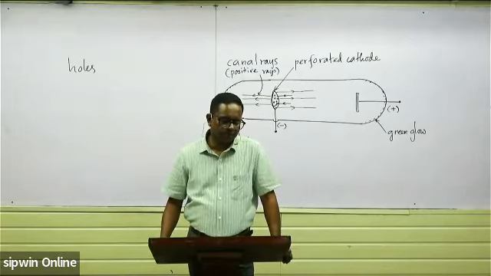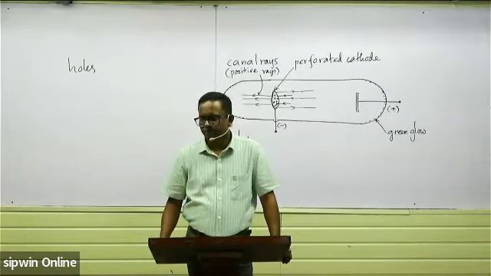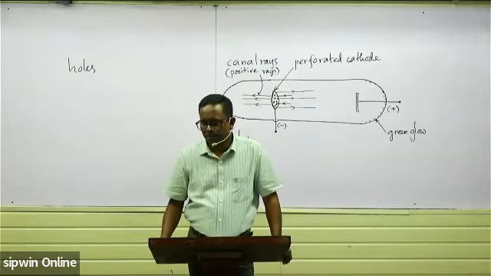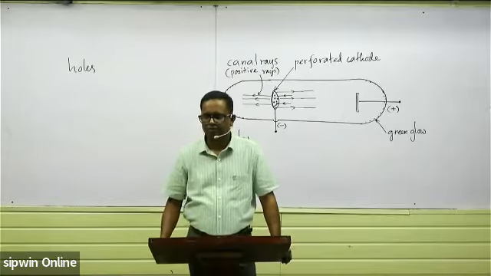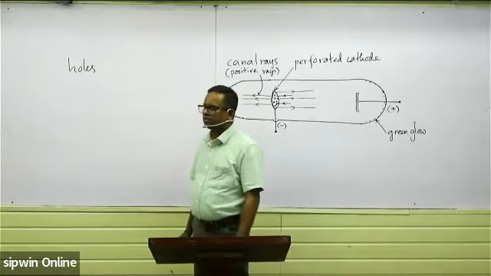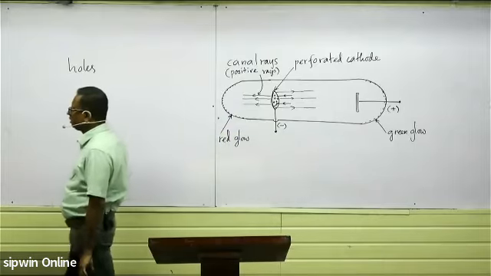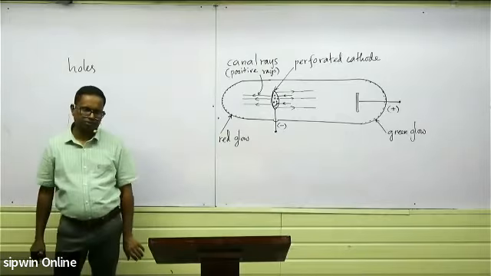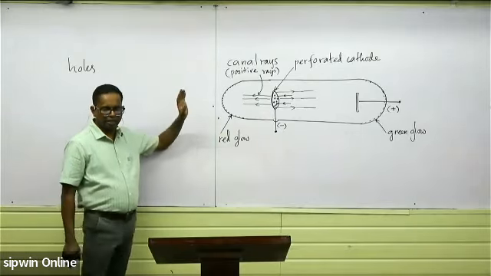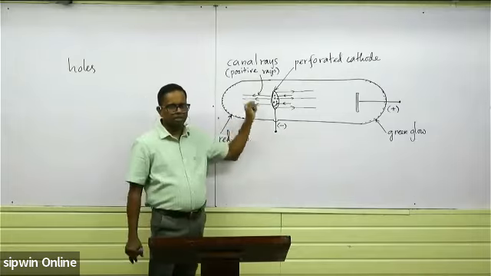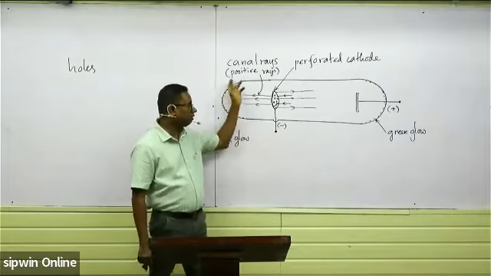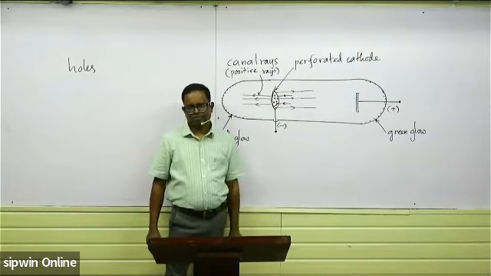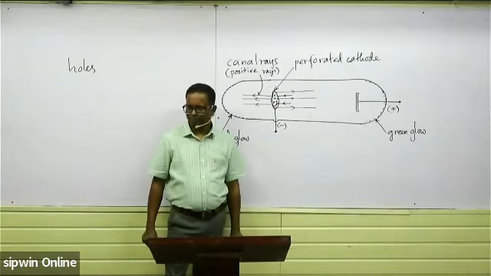And later they started to call these positive rays. Earlier canal rays, when the properties were discovered, they are made out of positive particles, and later those were called positive rays. Right?